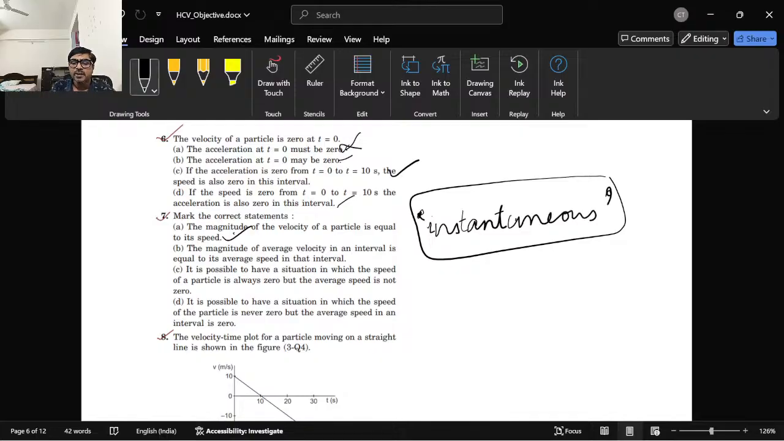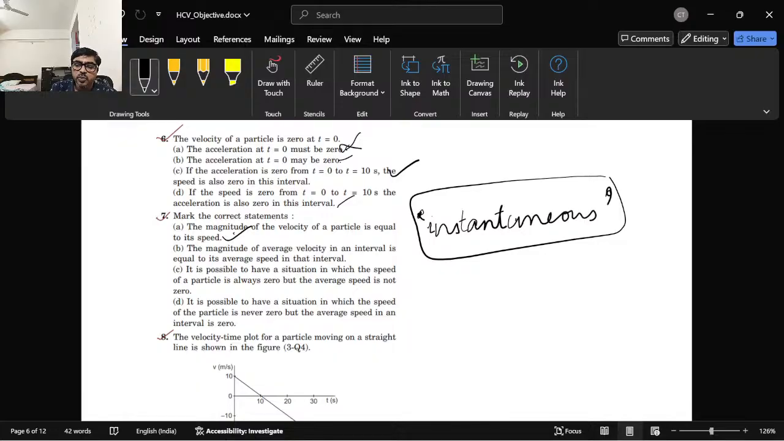Okay. The magnitude of average velocity in an interval is equal to its average speed in that interval. Not required. That will happen only if it is 1D motion, and that too going in one direction, not changing the direction. So whenever you change the direction, distance will be different from displacement, and so average speed will be different from average velocity. That's a wrong statement.